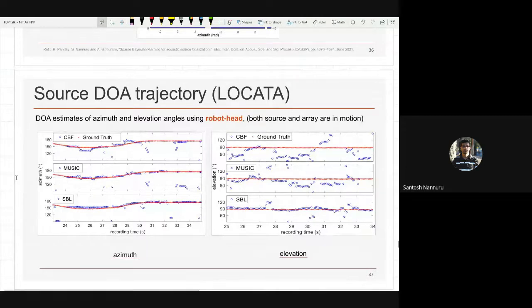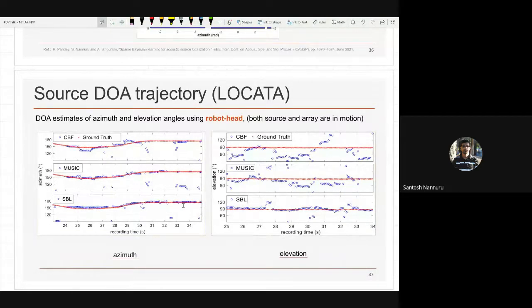Again, 3 different methods. The same methods are compared. You can see SBL is much more accurate in finding the direction compared to the other methods. CBF has low resolution. MUSIC is definitely improved over CBF, but it can have false detections, which are much reduced when it comes to SBL. Okay. So these are some data processing results which we have done.